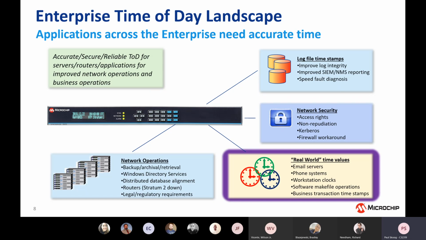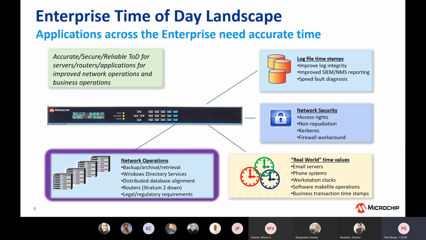I mentioned real world values before. People care that their email has the right timestamp or the phone system has the right time on it. Or when you look at the time on your monitor, you got the right time down there in the corner, right? And then of course there's business transaction timestamps, when was an order placed, and just keeping track of activity in the right order in which it happened. And certainly in general network operations, there's things like making sure you back up at particular times of the day or the week or the night, whatever the case may be, in the right order. Windows Directory Services uses time throughout the hierarchy.